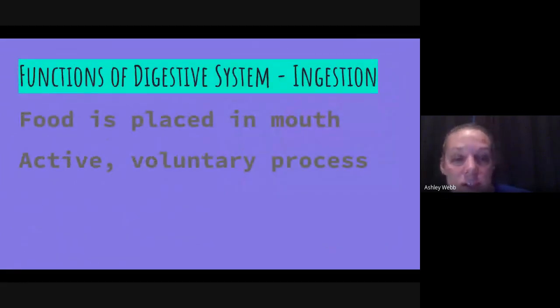Overall functions of the digestive system, we have ingestion. Basically, food is placed into our mouth. It's obviously a voluntary process. You do have to eat, but you don't have to eat all the time. Food's not being forced into your mouth unless you're at your grandma's house and she thinks you look hungry. But it's just an active voluntary process.